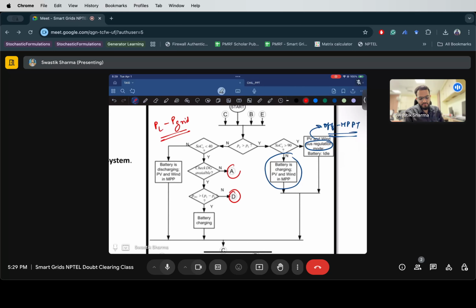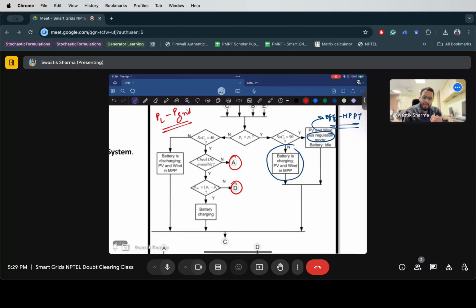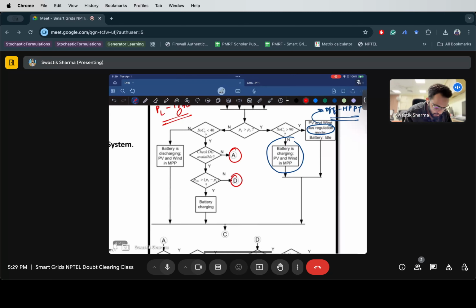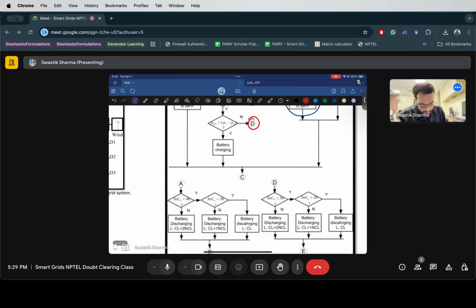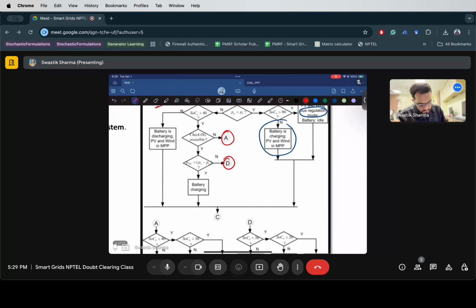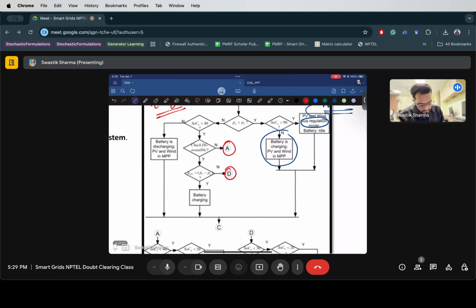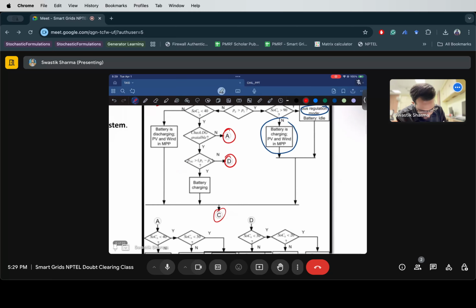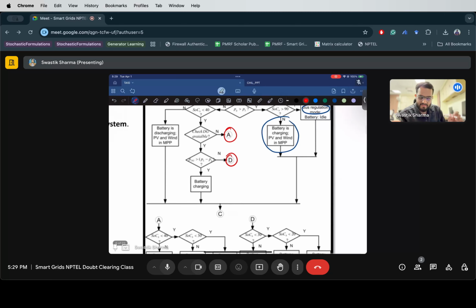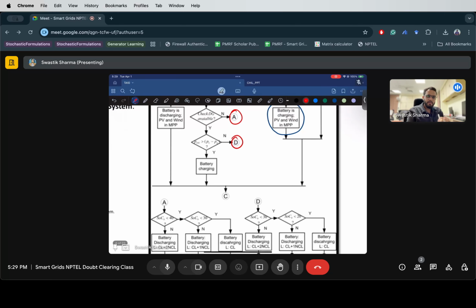So you have two conditions to check. When the DG is not available, we go to A, and if the DG is available but it is not able to meet the deficit, we move to D. Let's check for A, right? And whatever we are doing here, we move to C, and C is nothing but we reach back again at the starting point, right? Because it's an iterative procedure, the microgrid continues operation.